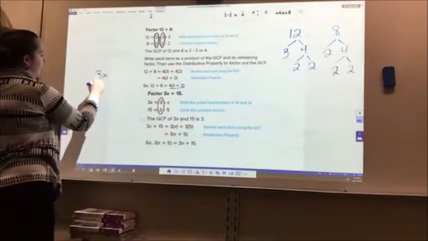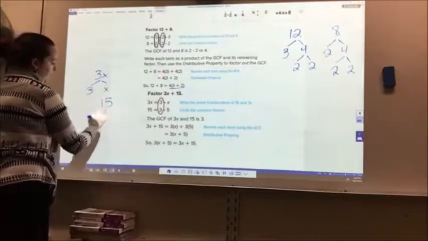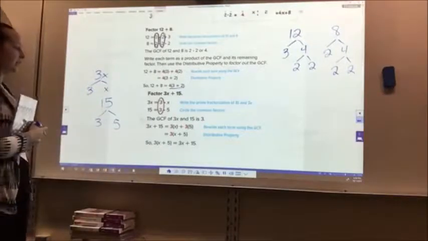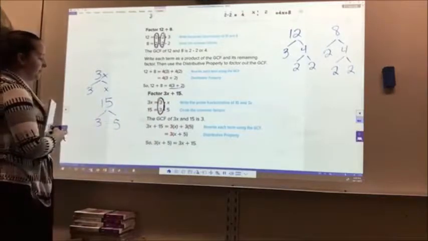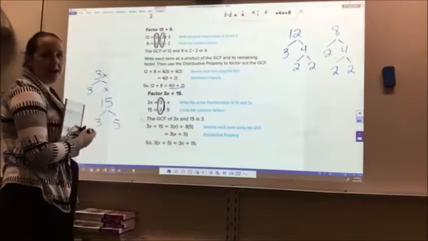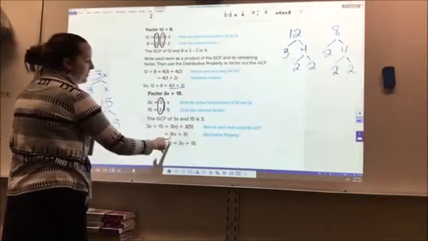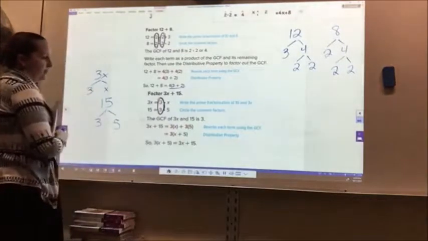So 3x I can break down into 3 times x, which are my two factors. 15 I can break down into 3 times 5, so my two factors. I have a 3 in common. They both have a 3. Okay, so I factor that 3 out. I take it out. And I have 3x plus 3 times 5. So I rewrite it as 3 times the quantity x plus 5.